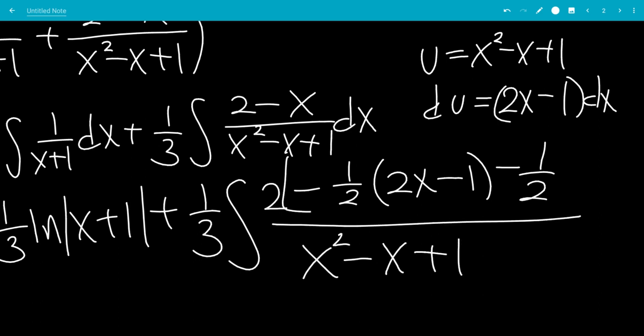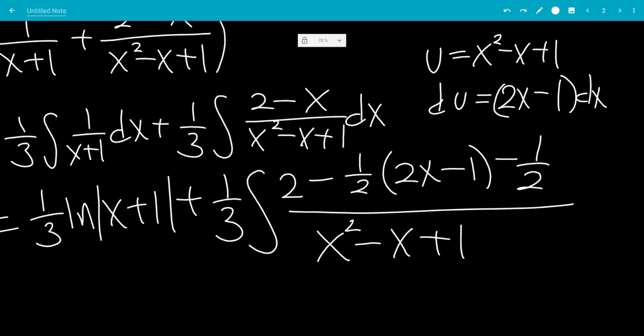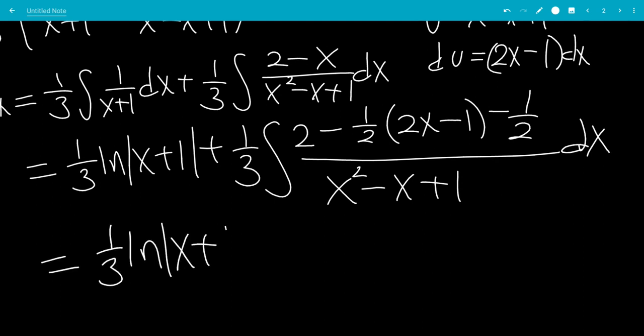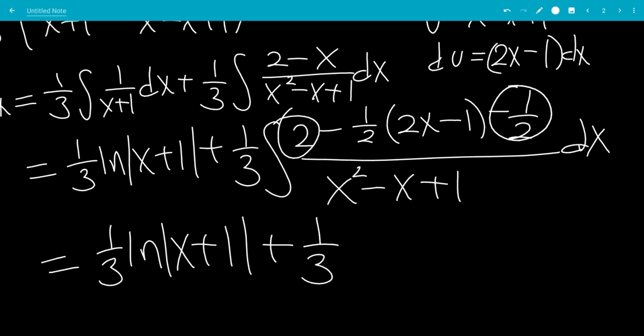Right? Because this will give us 1/2, and then we have minus 1/2, so it's good. So that's the same result as before. Okay, so this will be 1/3 ln absolute value of x plus 1 plus 1/3. Okay, 2 minus 1/2 is 4/2 minus 1/2, which is 3/2. So we take that to the outside.